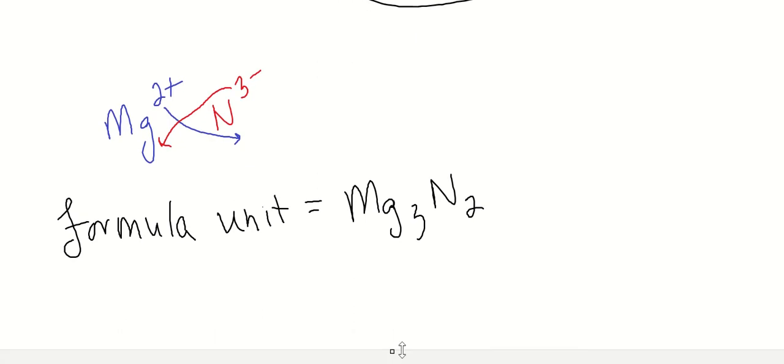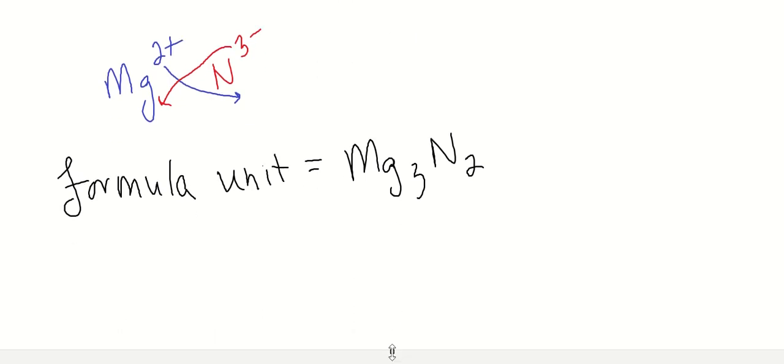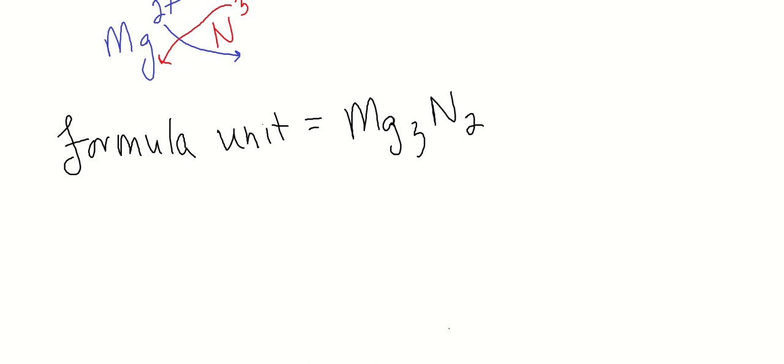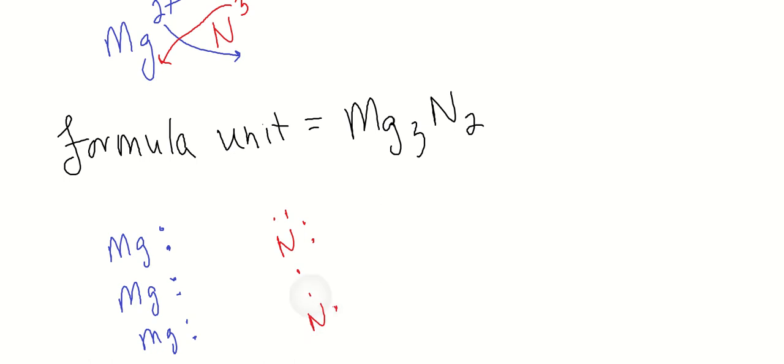I'm going to need a little more room. All right, I'm going to need 3 magnesiums. Each of them has 2 valence electrons because it's in group 2. And then I'm going to have 2 nitrogens. Each has 5 valence electrons because that's in group 15. Last digit of the group number will tell you the number of valence electrons.